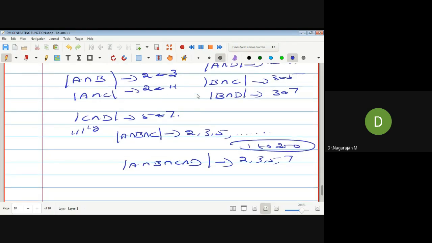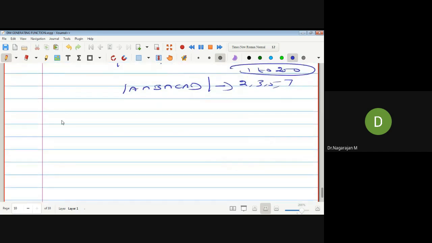Okay, how to find the first part? How many elements are divisible? That's very important. The cardinality of A, that means the number of A, can be written using the greatest integer. How many elements are there from 1 to 250? Total number of elements? 250, sir. Yeah, very good. 250. Then the cardinality of A is 250 divided by 2.